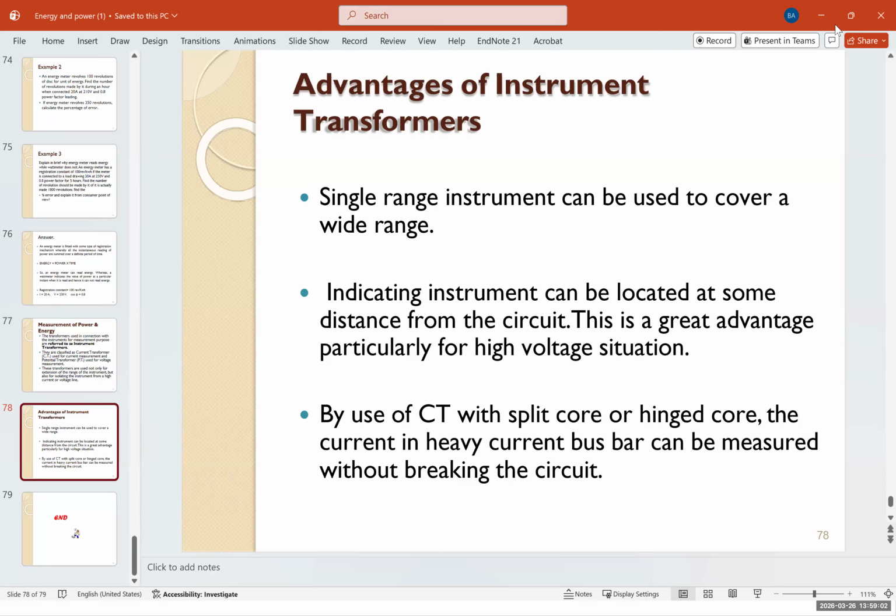So by use of a CT with a split core or hinge core, the current in a heavy current bus bar can be measured without breaking the circuit. This is one way to measure the current. Again, you can use a split core transformer, but another way is to use a clamp system as well. But for very high voltage systems, clamp systems do not work. Therefore, it's like taking a sample from the current.